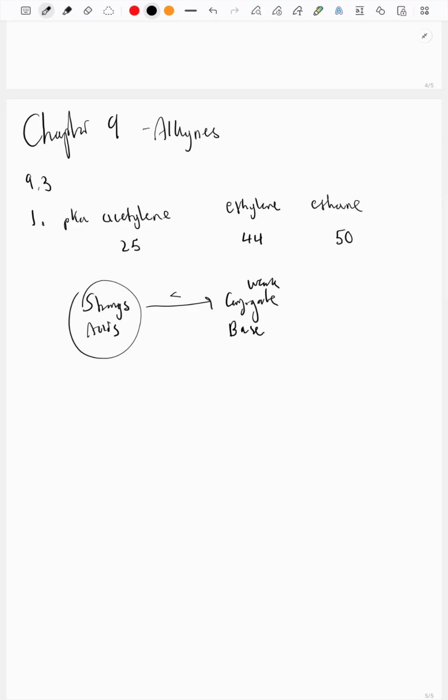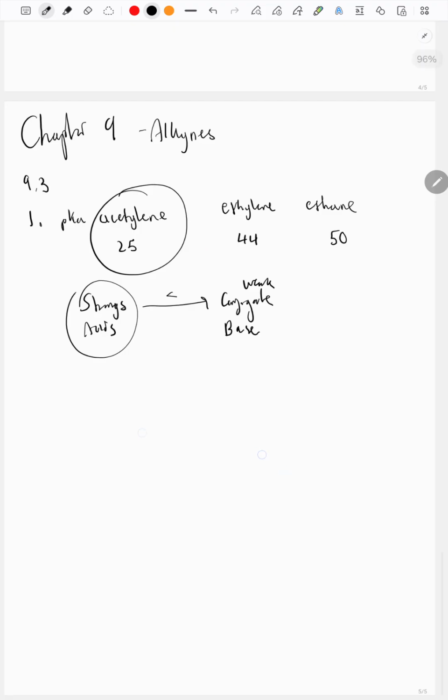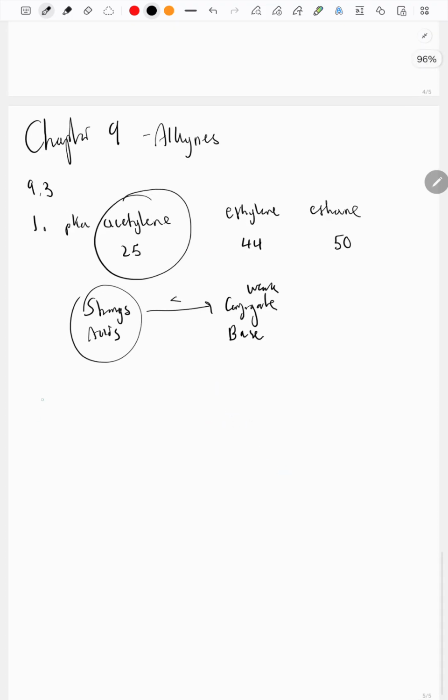So that's why we talk about acetylene, because its pKa is the lowest out of all, and it shifts the equilibrium towards its weak conjugate base, and is perfect for acetylide alkylation, which we will talk about later.